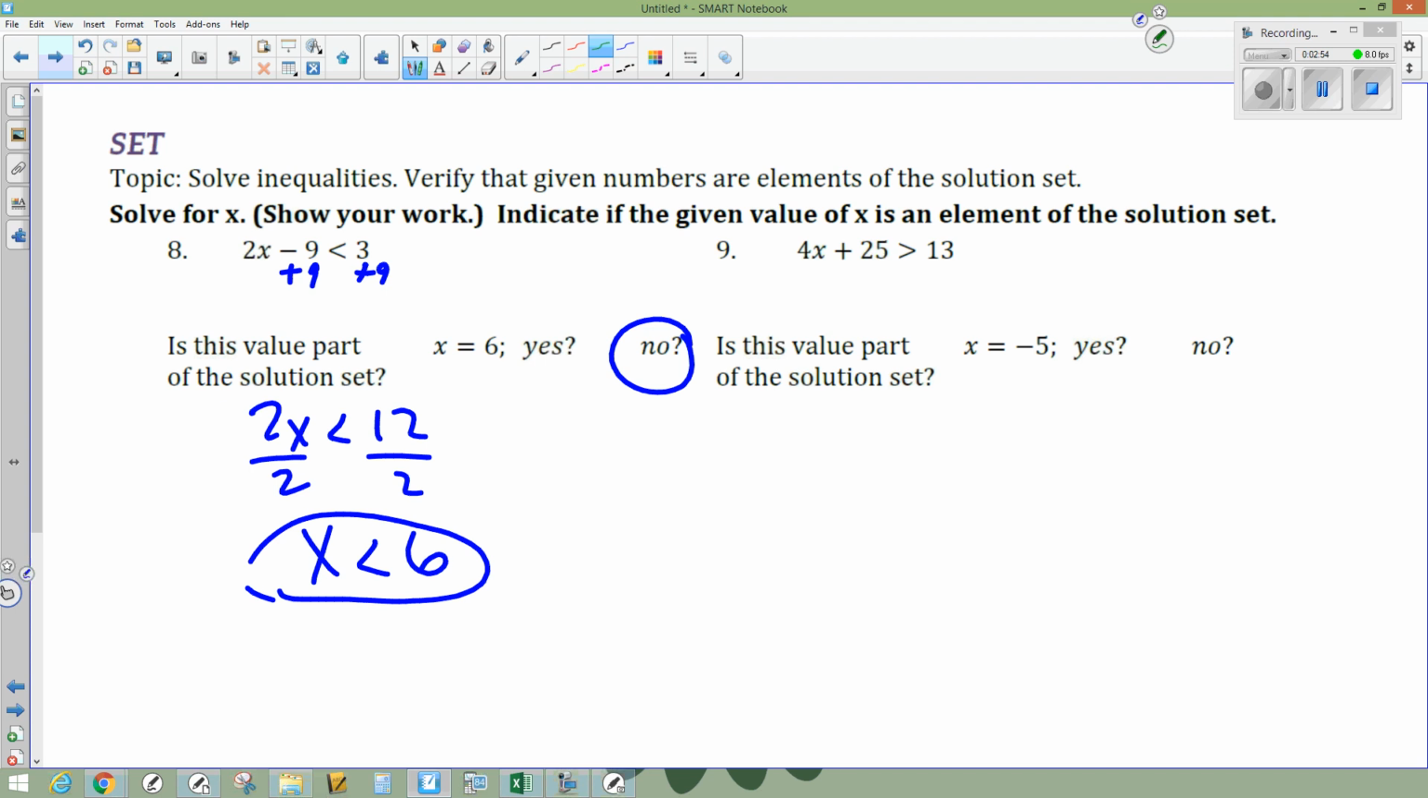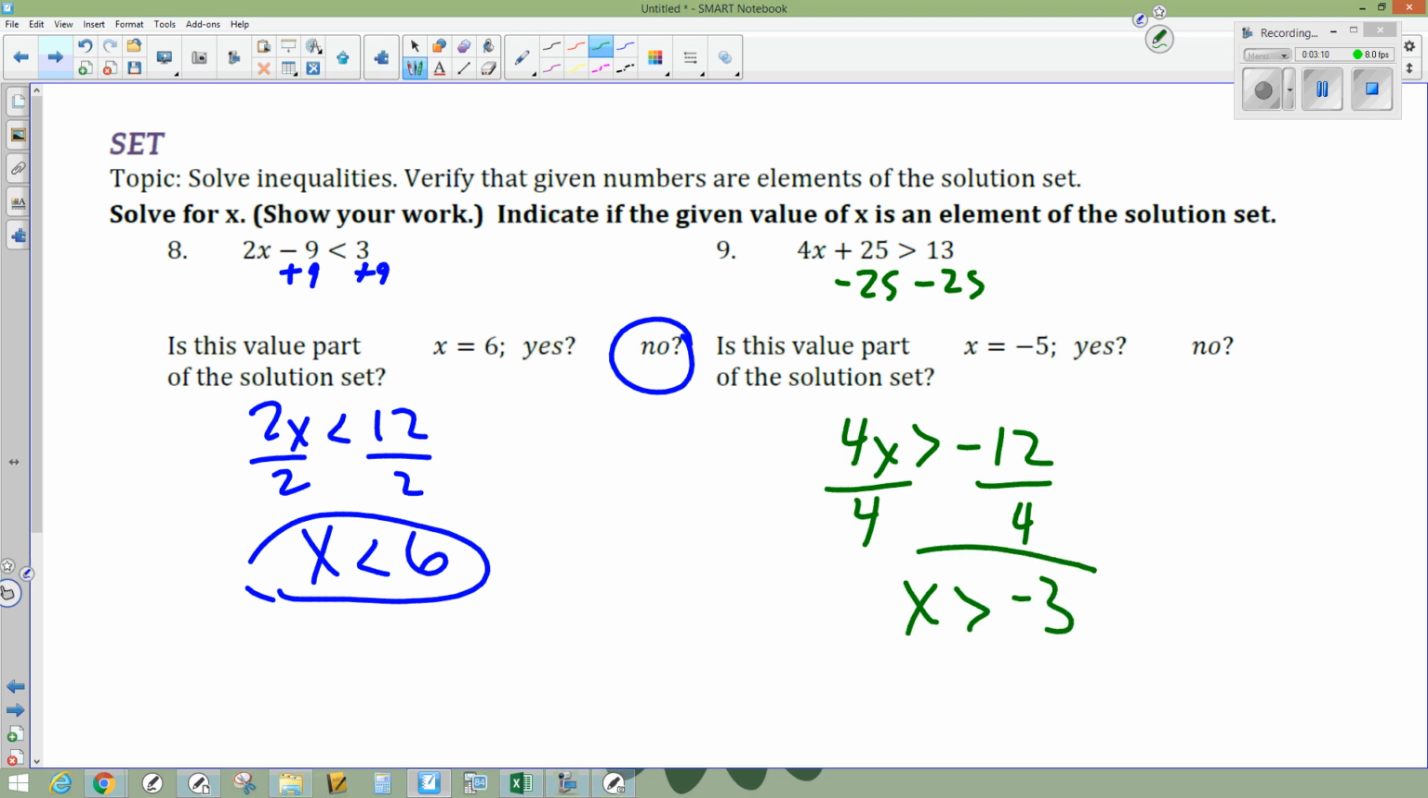Okay, so now if we look at number 9, same ideas. Start by subtracting 25, so I get 4x is greater than negative 12. And then by dividing by 4, I get x is greater than negative 3. Okay, there's my solution. It wants to know, is the value x equals negative 5 part of the solution set?